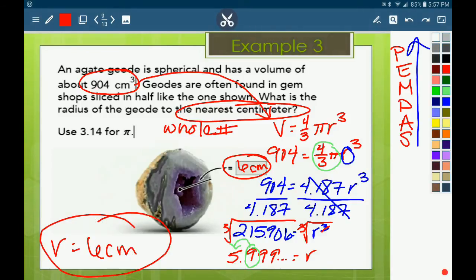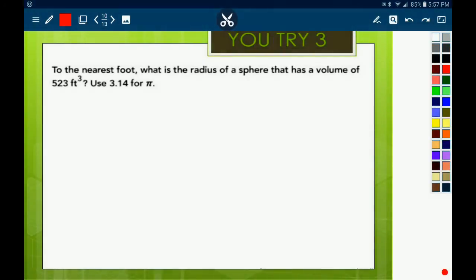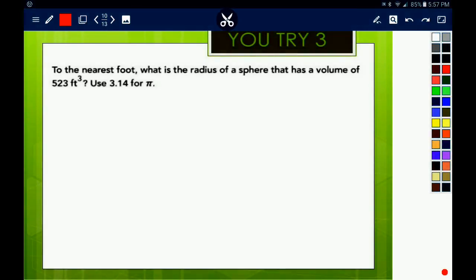Okay, let's have you give this a try in your U-Try. There's no picture here, but if you need to draw a picture, go ahead. But you're still doing the same thing. They give you a volume. You need to plug that in for V in the formula, combine the 4/3 and the pi together, divide it off, and then cube root.